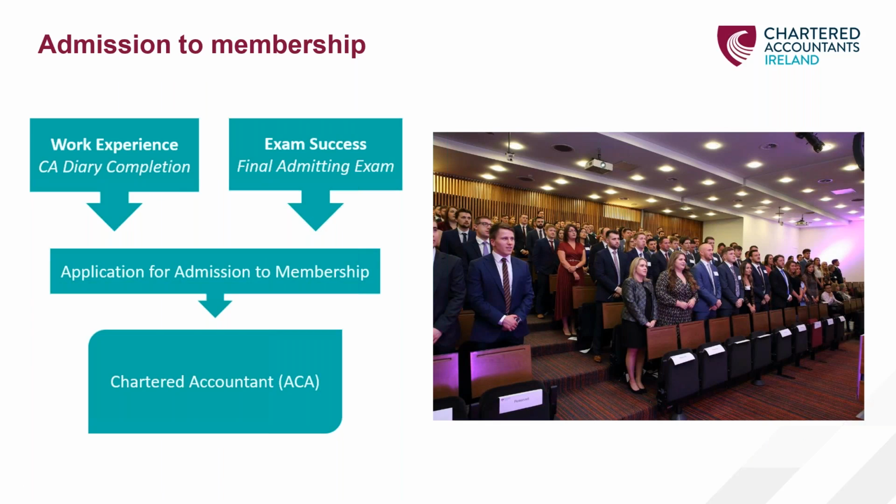So your application to membership is dependent on two strands. You need to have, firstly, your CA diary completed, as well as a successful result in your FAEs. Together, they will give you the option to submit an application to membership. And at that point, and only at that point, you can use the designation ACA.